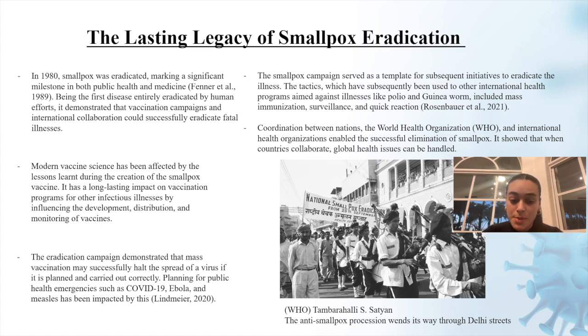It has a long-lasting impact on vaccination programs for other infectious illnesses by influencing the development, distribution, and monitoring of vaccines. The smallpox campaign served as a template for subsequent initiatives to eradicate the illness. The tactics, which have subsequently been used in other international health programs aimed against illnesses like polio and guinea worm, included mass immunization, surveillance, and quick reaction. So here you see a picture in this PowerPoint of the anti-smallpox procession wending its way through Delhi streets in celebration of the eradication of this disease.